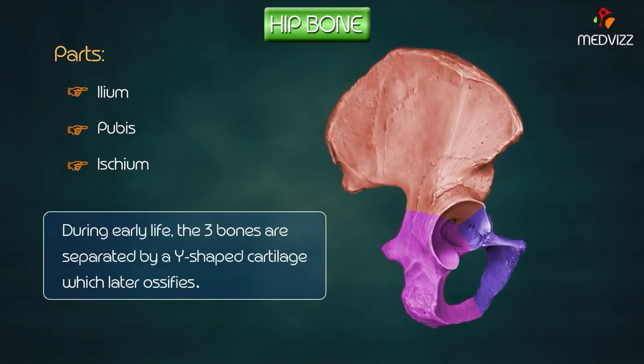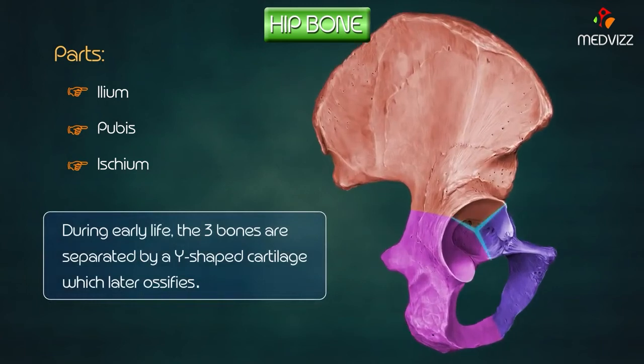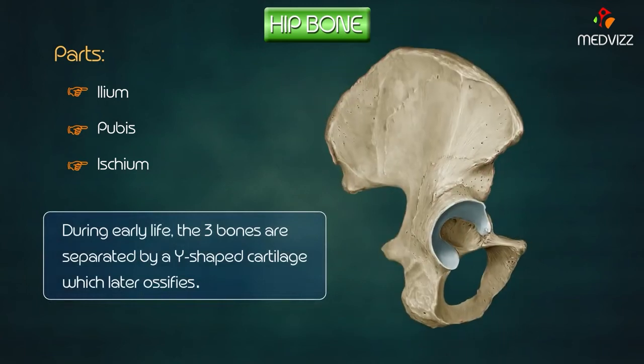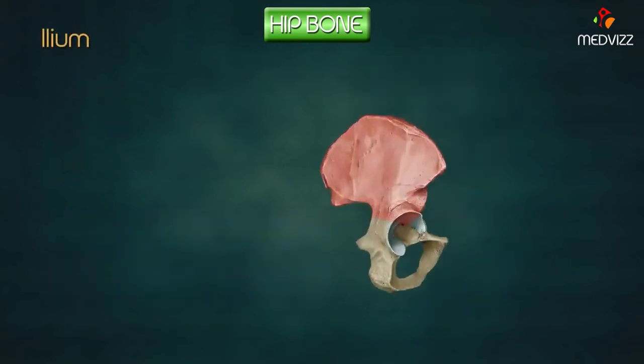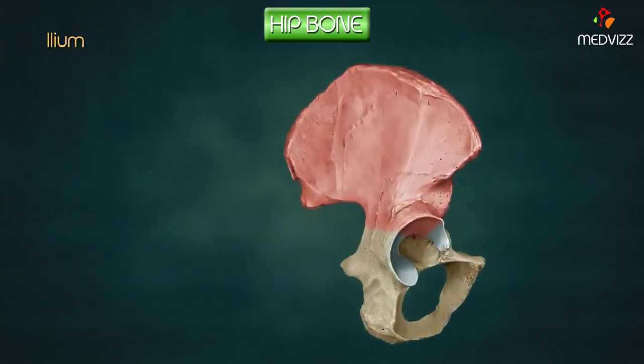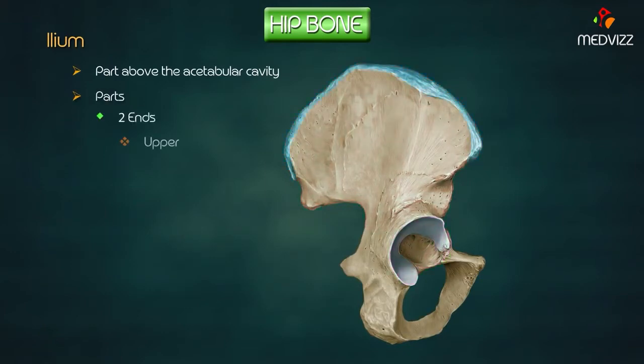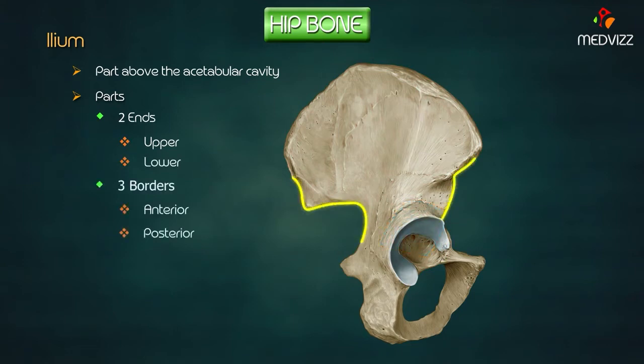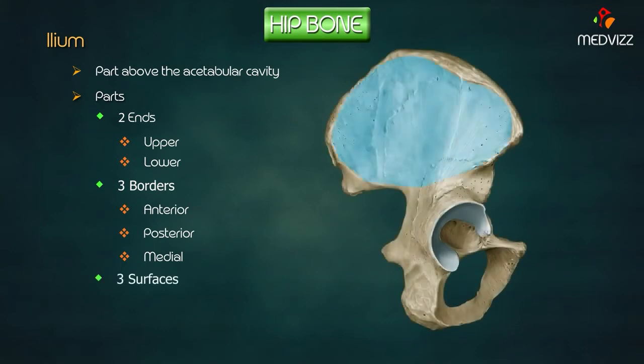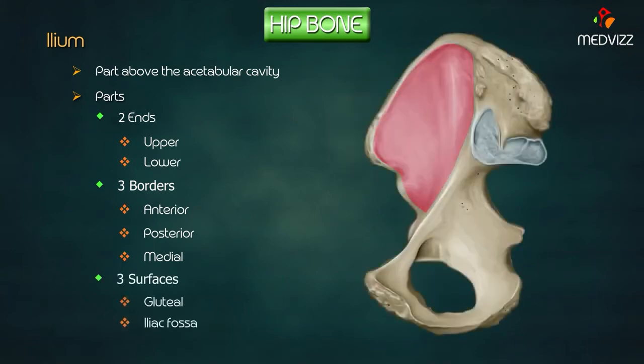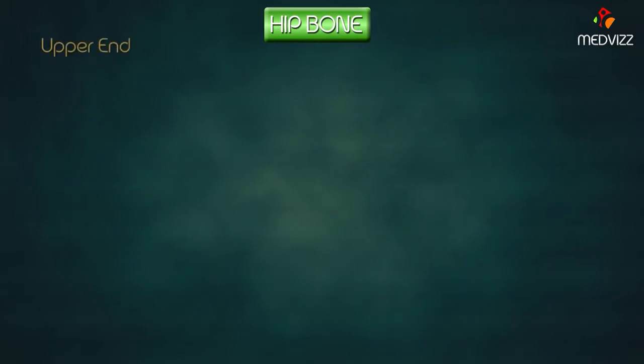During early life, the three bones are separated by a Y-shaped cartilage, which later ossifies, the place of union being in the walls of the acetabular cavity. Ilium. It is the flat, expanded part above the acetabular cavity. It has the following parts: two ends, upper and lower, three borders, anterior, posterior, and medial, three surfaces, gluteal, iliac fossa, and pelvic.